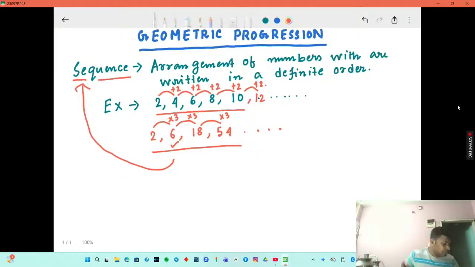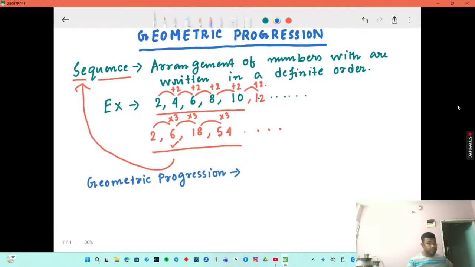Okay, so now come to the main definition of geometric progression. So what is a geometric progression? Geometric progression. Can someone help me? What is a geometric progression?